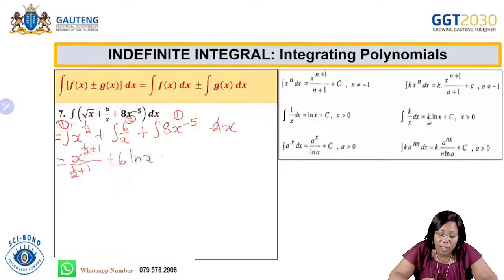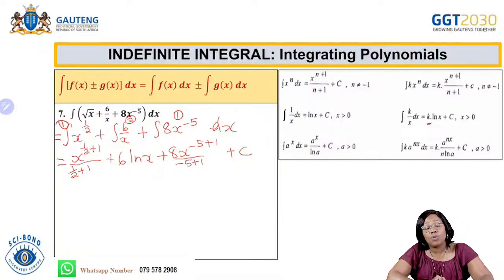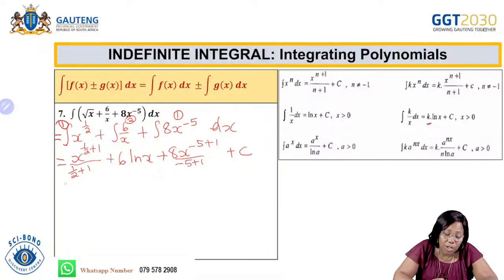And then now the third one, it's rule number 1 again, it's 8x. Rule number 1 is minus 5 plus 1, denominator minus 5 plus 1. And then remember, you are now integrating, it will be plus c. I hope we are still together. And then now let's simplify.